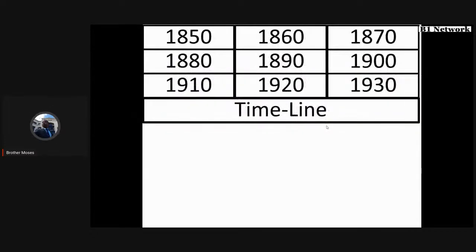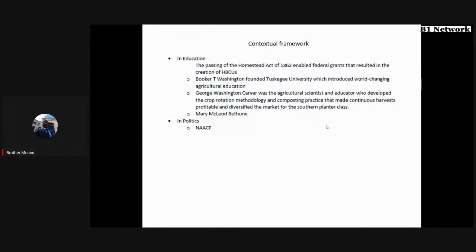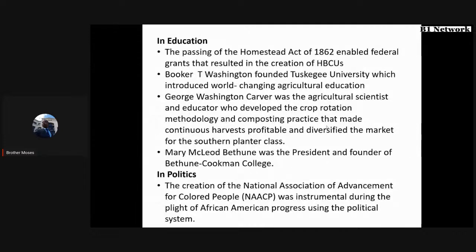Oh yeah, this is what I was going through. Got my timeline headers. Tried to put it in a contextual framework. The creation of the NAACP, see, that just got super big, and it wasn't really this same person. And so it was hard trying to streamline this information. There was so much there.